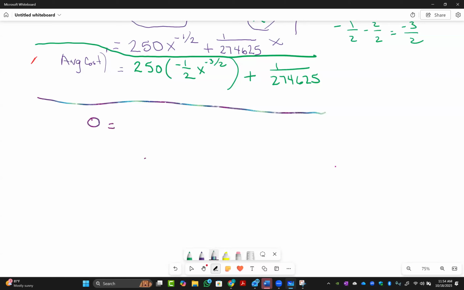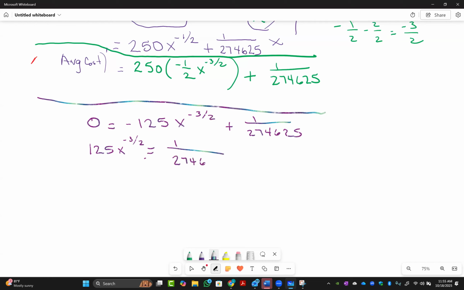So I have 0 equals negative 250 divided by 2 is 125. You can leave it in the same form if you would like. It's just easier for me to make things look a little better, especially when I'm not using a calculator. So I'm going to add 125x to the minus 3 halves to both sides because I'd rather use positive numbers than negative numbers. I could subtract the other fraction, but then I have two negative numbers. I'd rather have all positive numbers.